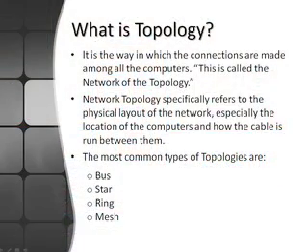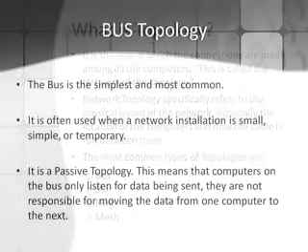So what is topology? Well, it is the way in which the connections are made among all the computers. This is called the network topology. Network topology specifically refers to the physical layout of the network, especially the location of the computers and how the cable is run between them. Now, the most common types of topologies are the bus, the star, the ring, and the mesh.